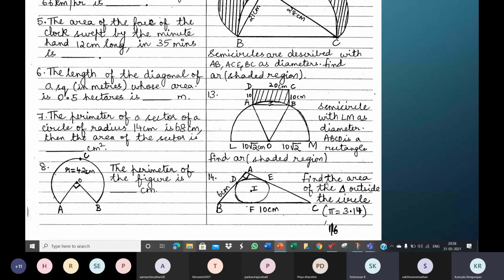Ma'am, is it the area of the triangle including the circle or excluding the circle? No, that's what you will have to understand. Sometimes it is shaded, sometimes it's not shaded. It's given in words like this: find the area of the triangle outside the circle. So you should understand what you have to find. Yes, ma'am. Okay.